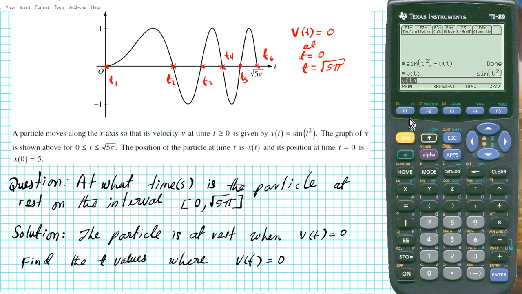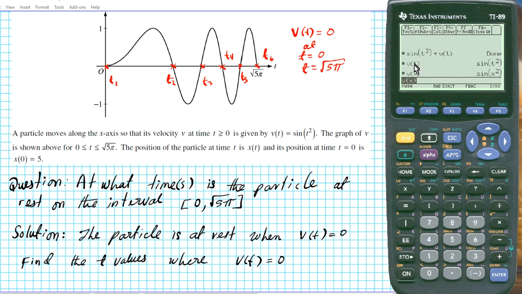Now, how do we graph it? Let's go to our Y window. Now, if you notice, the functions here are functions of x. And if we go back home, this is a function of t. So, check this out. If I enter v of x here, notice what happens. V of x is sine x squared.